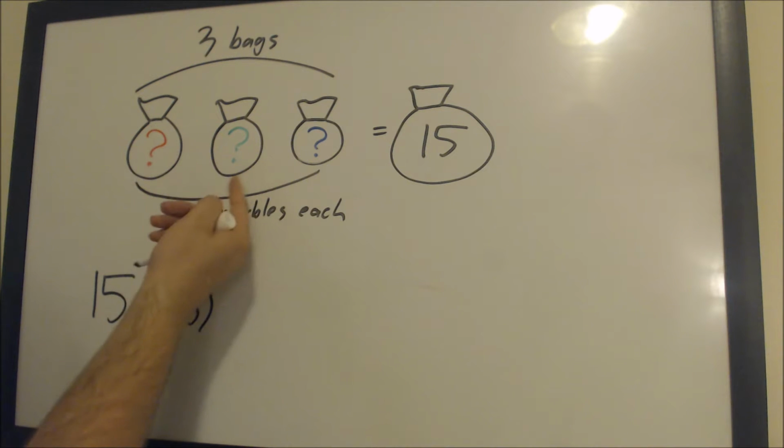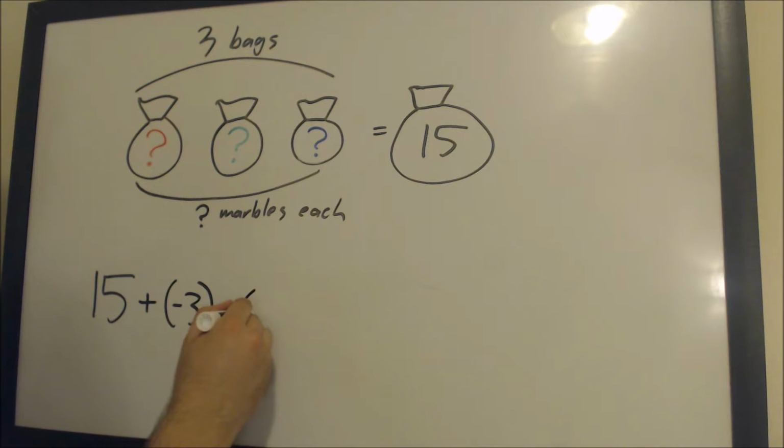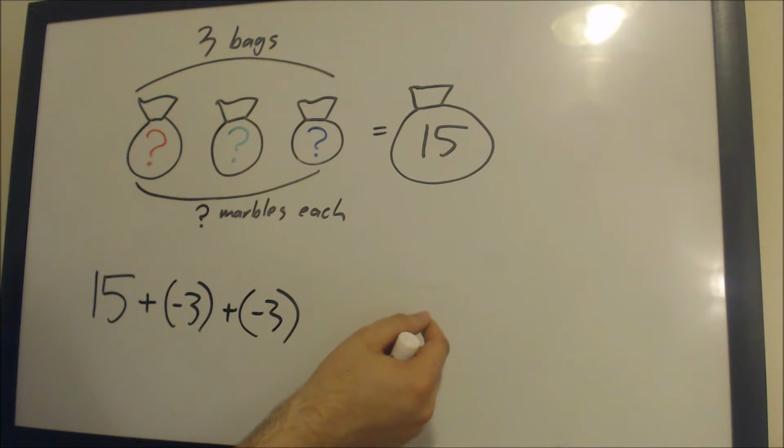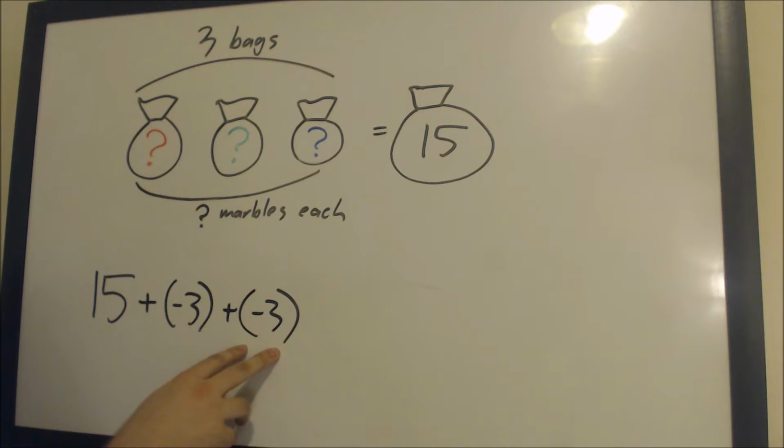Now I still have marbles left, so I'm going to do the same thing again. One marble from each bag. Now 12 minus another 3 is 9. I still have marbles left. So I'm going to continue doing this until I either have no marbles or I have too few marbles to take away a whole 3.